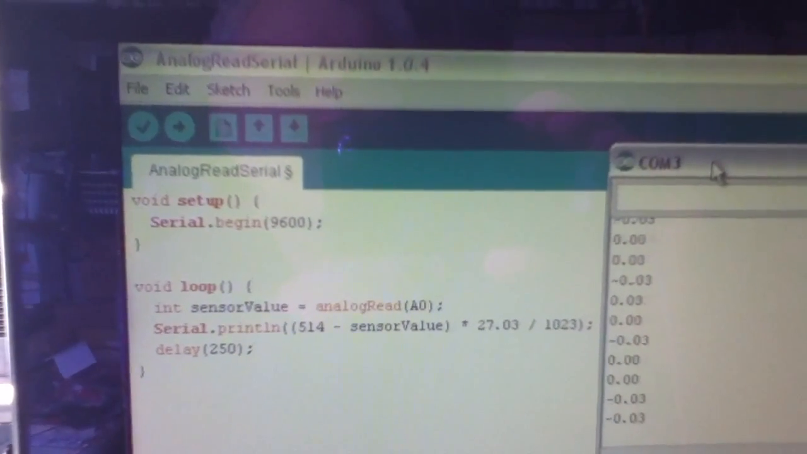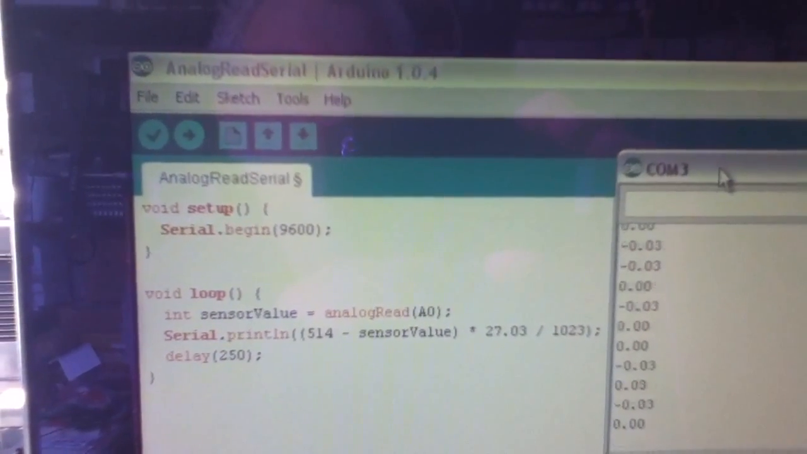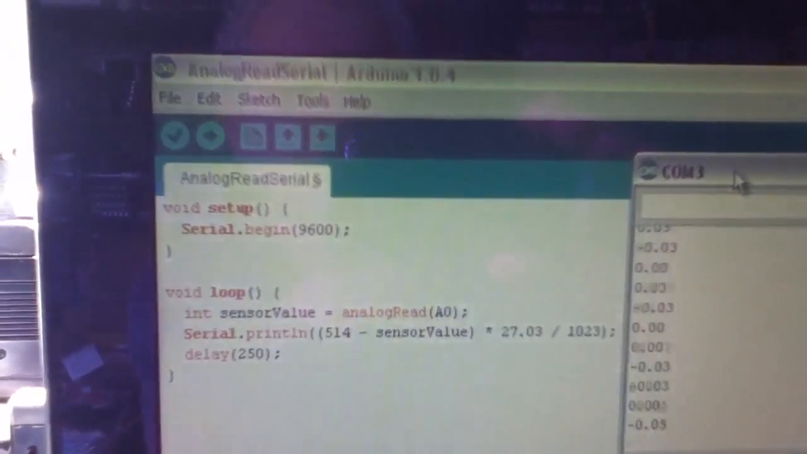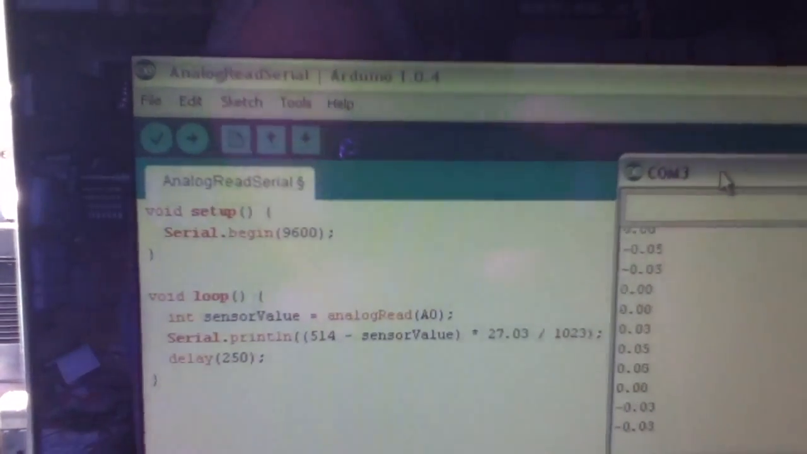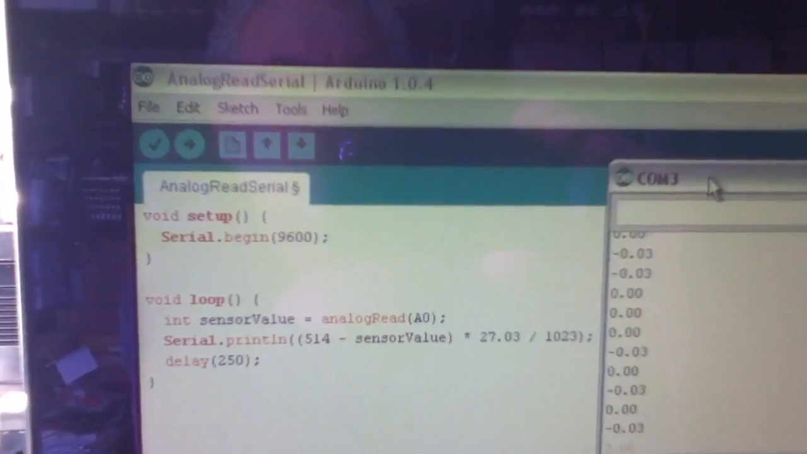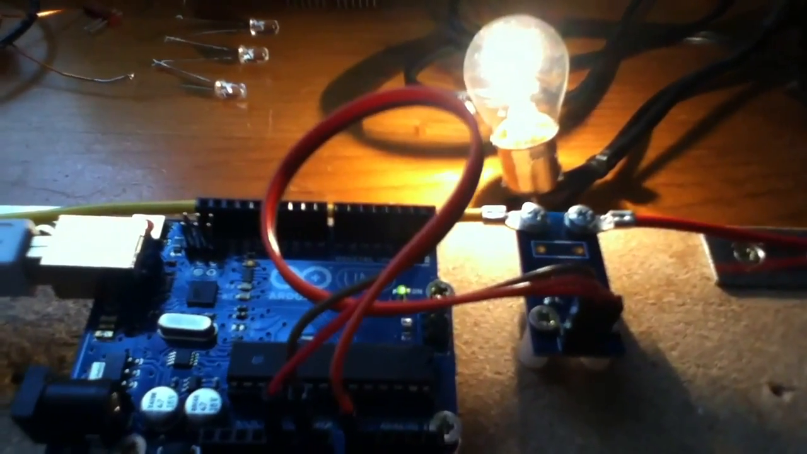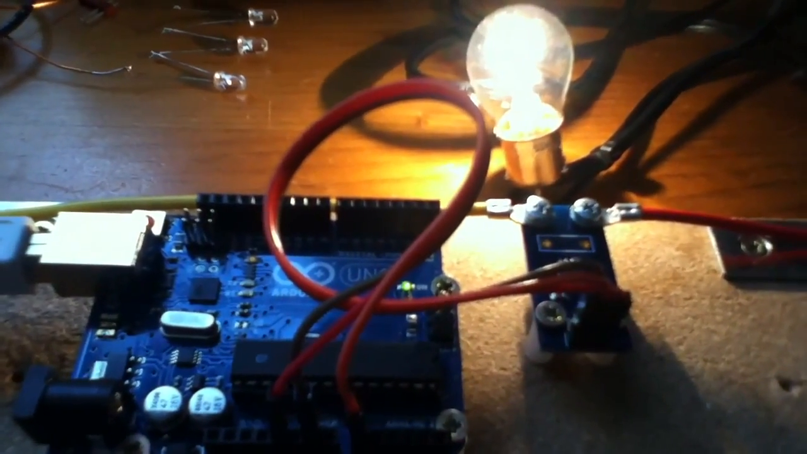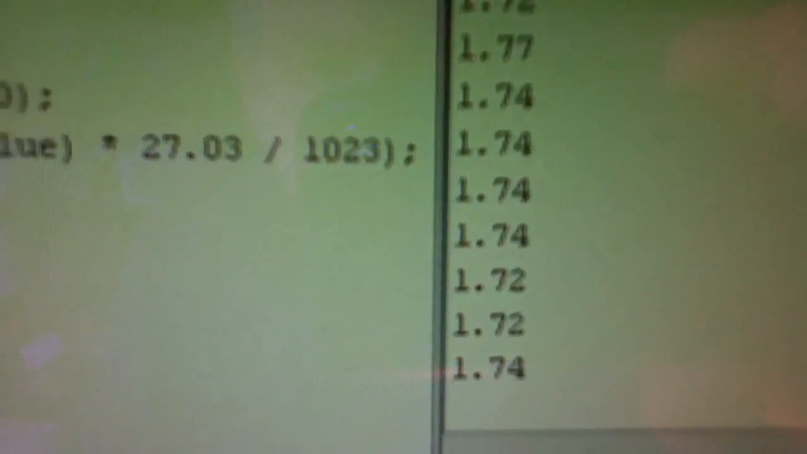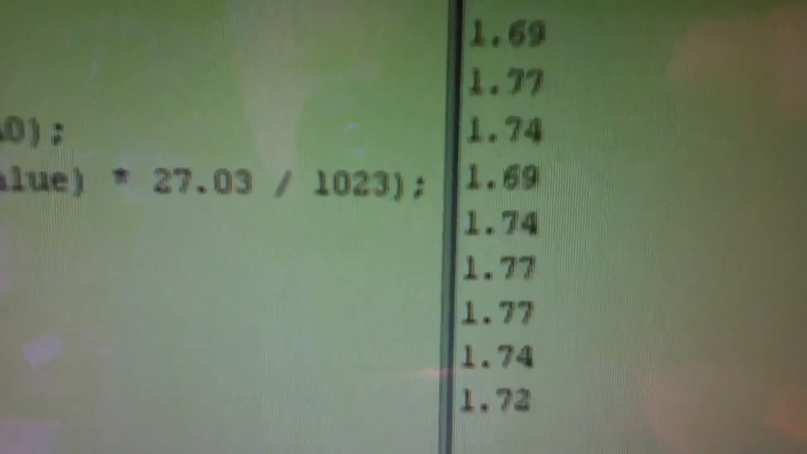And of course it's still reading zero because there's no current flowing through the sensor. So the final thing I'm going to do is put a light bulb on there and get some current flowing. So light bulb connected into the circuit. 12 volts coming from my solar panels, and finally we have some amps, 1.7-ish amps.